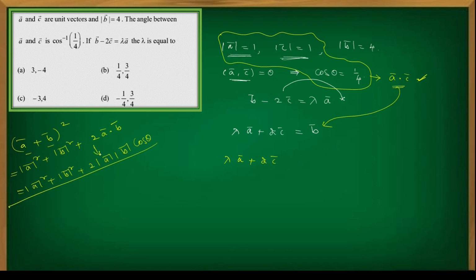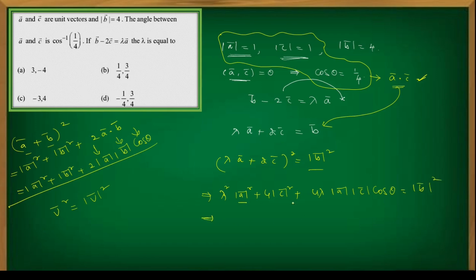So all the data given about a and c you can use here. So the whole square is equal to mod b bar whole square. Mod vector square is the same, just now I told you, so b bar square is the same as mod b bar square. Now after expansion, lambda square mod a bar square plus 4 mod c bar square plus 2 into 4 lambda a bar dot c bar, which is mod a bar mod c bar cos of the angle between them, is equal to mod b bar square. I will substitute all together.